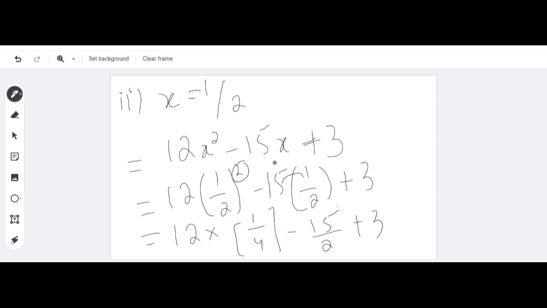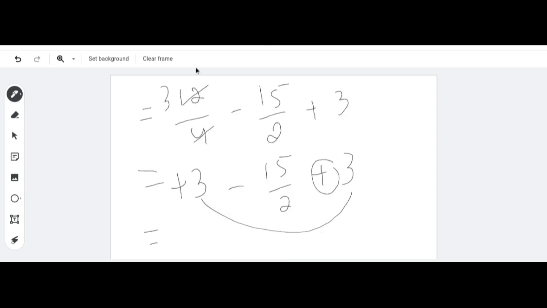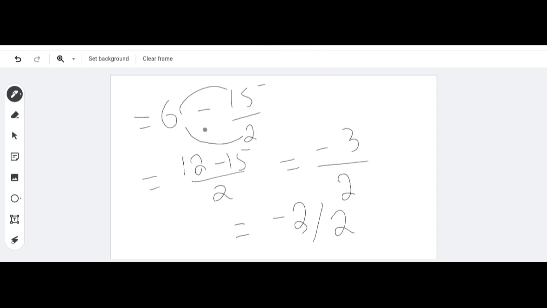When I put it down, this is square. I have to solve the square first. 1 square means 1, I have to multiply 1 twice. Then 2 twice becomes 4. 1 by 4 minus, 15 will multiply inside this bracket, and the same thing happens with the 12. 12 multiplies inside this bracket. 4 exactly divides 12. It gives 3. 15 by 2 and 3 will remain the same, and this 3 and this 3 will add. It will give us plus 6 minus 15 by 2. Then I have to multiply 2 with 6, then subtract 15. I got this answer, which is minus 3 by 2.